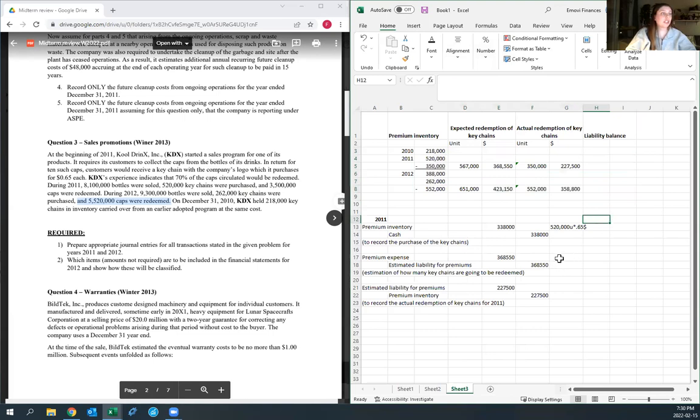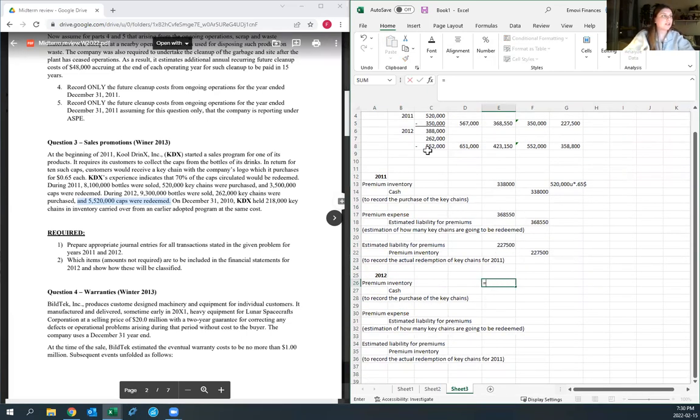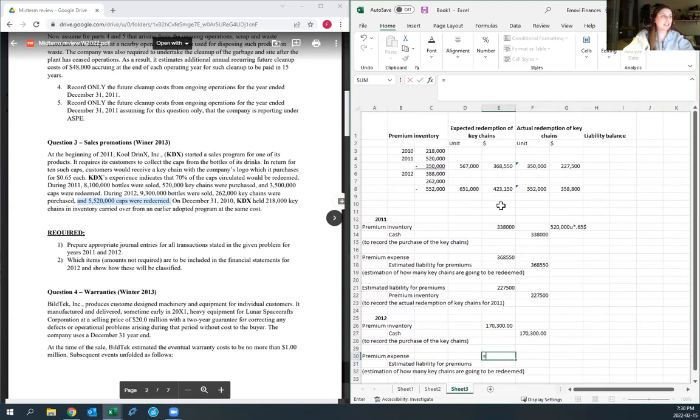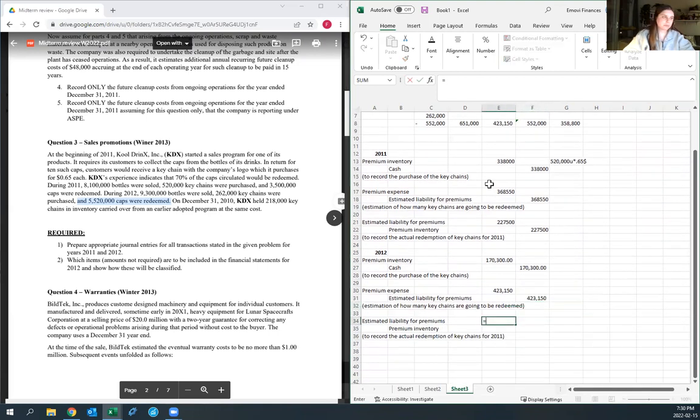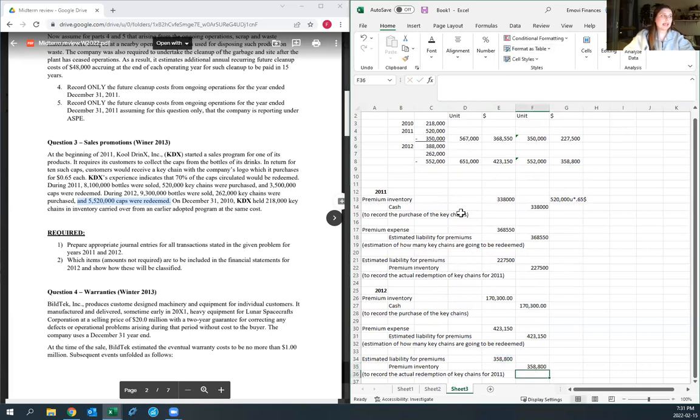All right. So now I can do my journal entries and it's going to be the exact same as what we did for 2011. So I'm just going to copy this here, and paste, and the amount for the premium inventory is going to be our purchases for the year, so the 262,000 times the cost of 65 cents. Then my premium expense is going to be my estimation of redemption of keychains, so the 423,000 that we found here. And the actual redemption is the 358,000. And that's it.